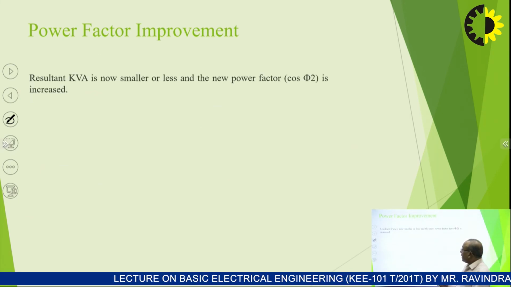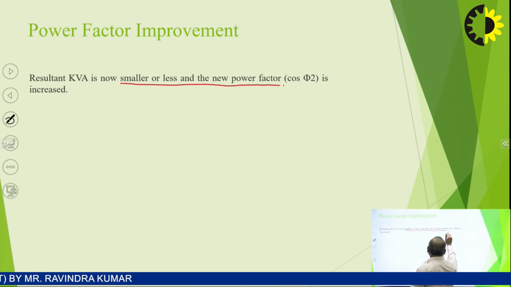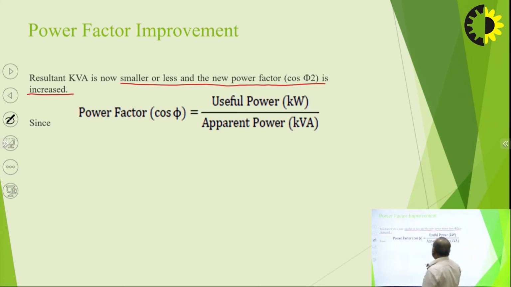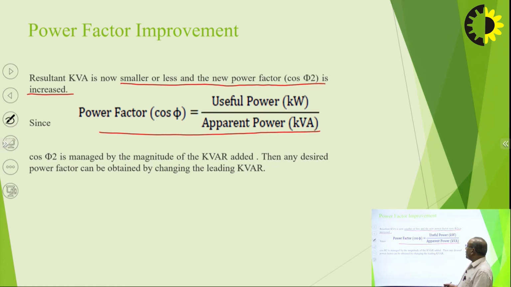Resultant kVA is now smaller, and the new power factor is increased or improved, that we have already seen in the previous slide. The reason for this is that power factor is the ratio of useful power or active power in kilowatt to the apparent power in kVA, which we have already discussed in the definition part of power factor. Now active power or useful power remains the same after connection of the capacitor, but apparent power is reduced since the net reactive power is reduced after connecting the capacitor, and apparent power is the resultant of active power and reactive power. So when apparent power is reduced and useful power remains the same, naturally this ratio improves, and power factor improves due to it.